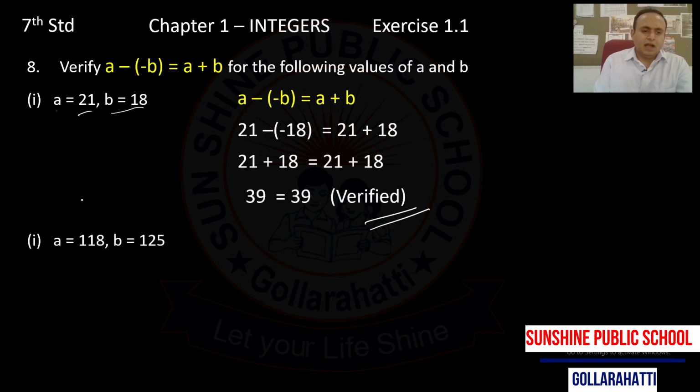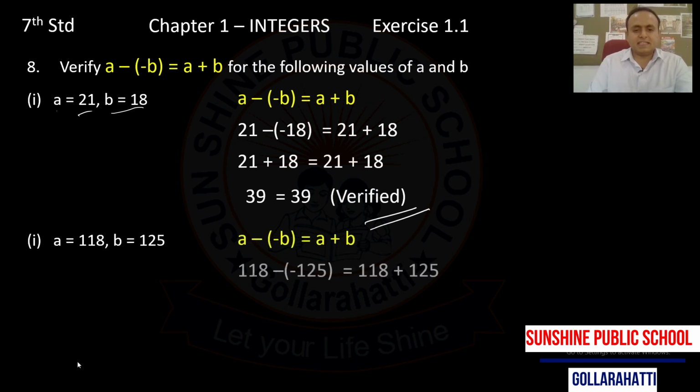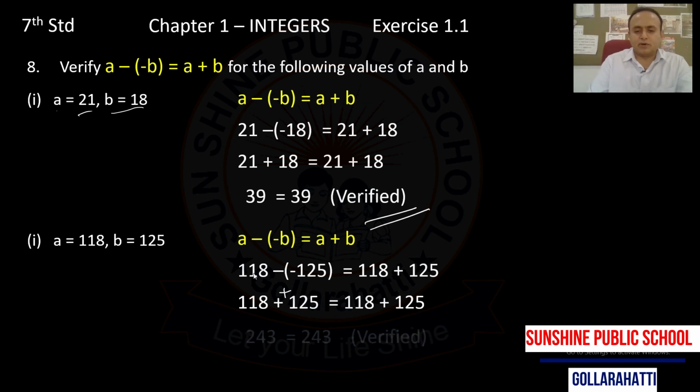Second question, a is equal to 118, b is equal to 125. By replacing the values in the formula, let us check. Let us replace the values a and b. 118 minus of minus 125. See, minus of minus 125 becomes plus, is equal to 118 plus 125. So 118 plus 125 gives 243 is equal to 243, and it is verified.